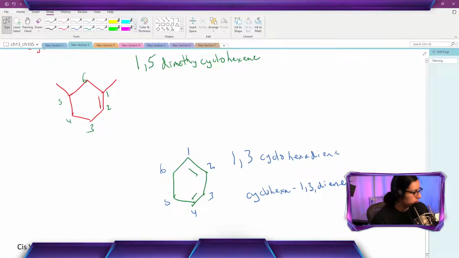So I'm looking at other examples that might come up. Okay, let's try this fun one. Then we'll look at cis versus trans isomers.